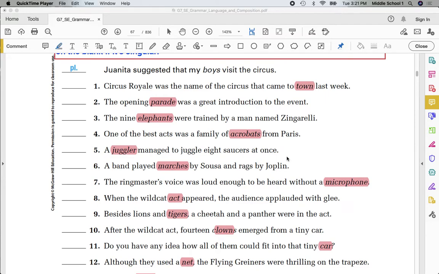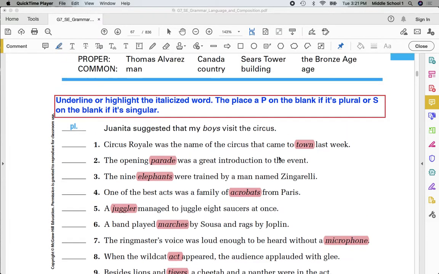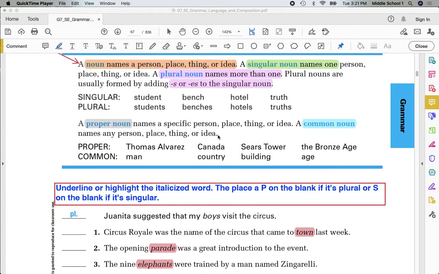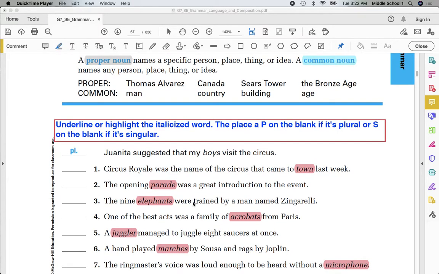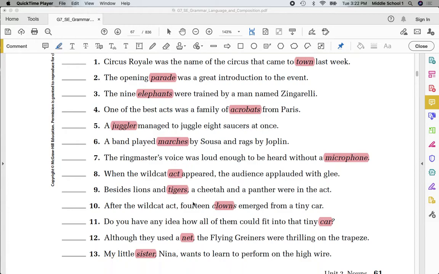We notice that the words that end in S or ES are labeled singular. They name more than one person, place, thing, or idea. The other nouns in the sentences, like town, parade, juggler, net, name one person, place, thing, or idea, and so we label them singular.